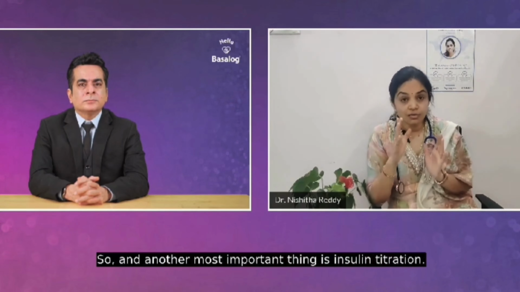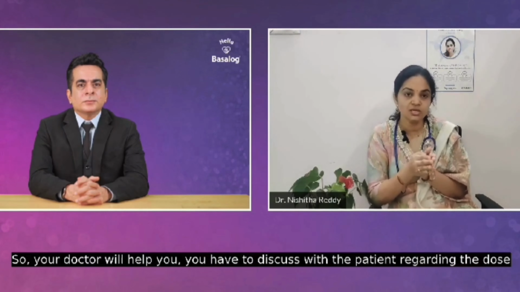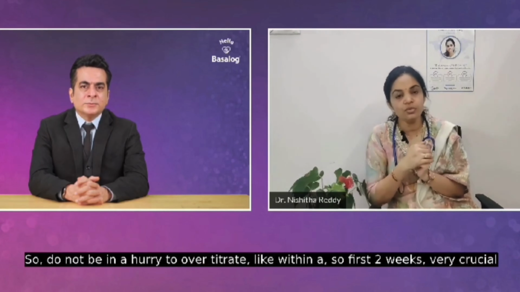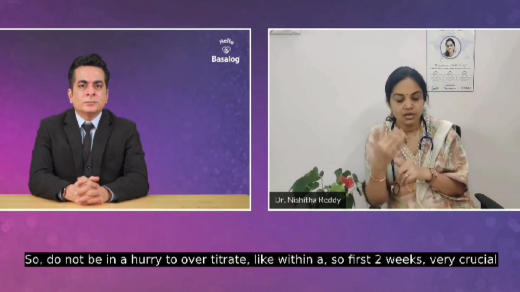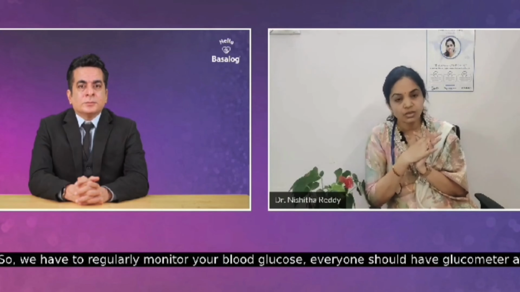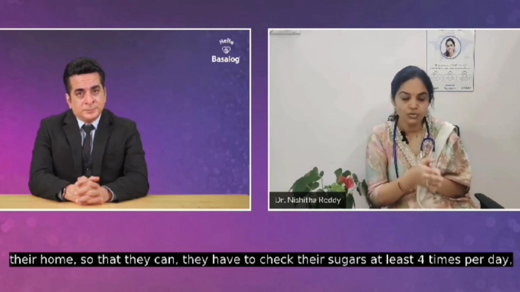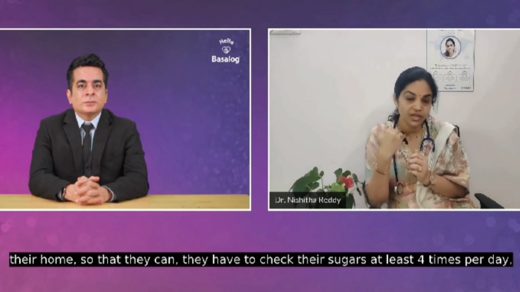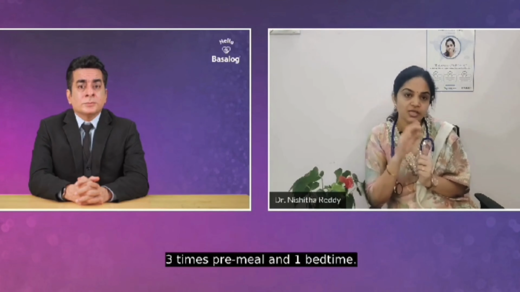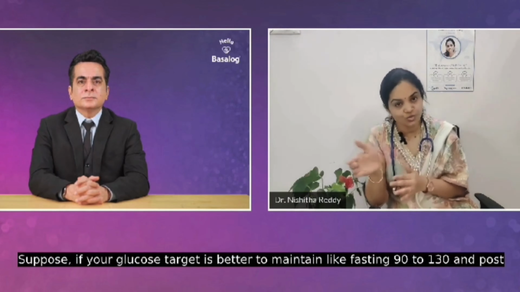Another most important thing is insulin titration. What is titration? Dose adjustment. Your doctor will help you, and you have to discuss the dose adjustment with the patient. Don't be in a hurry to over-titrate; the first 2 weeks are very crucial once we start insulin therapy. We have to regularly monitor blood glucose. Everyone should have a glucometer at home to check their sugars at least 4 times per day, 3 times pre-meals and 1 at bedtime. The target is better maintained at fasting 90 to 130 and post-prandial 140 to 180.